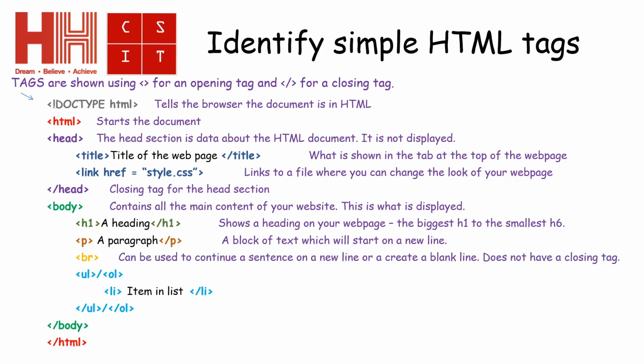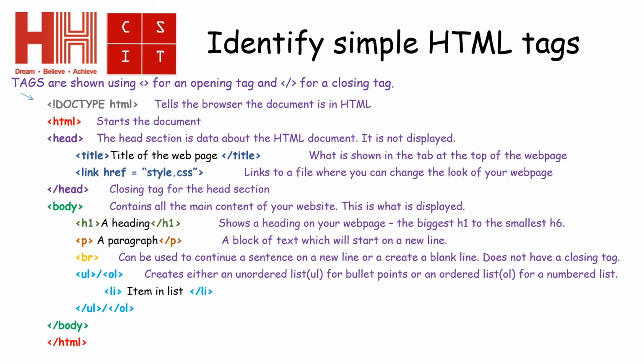BR is used for a line break. Now this can be used in a sentence to start another part of a sentence on a new line, or it can be used to create a blank line. Now note, BR does not have a closing tag, because of its function, a closing tag is not needed.